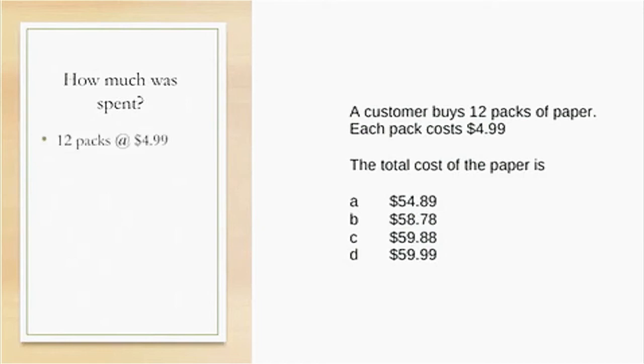You know they bought 12 packs of paper at $4.99 per pack. So that means 12 multiplied by $4.99 will give us $59.88. And as you can see, it's pretty straightforward.